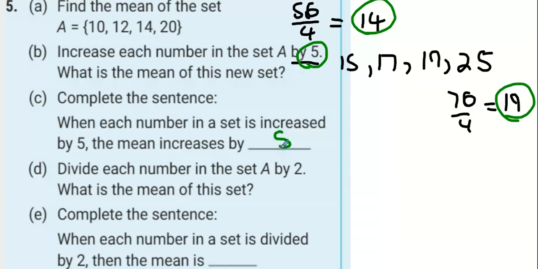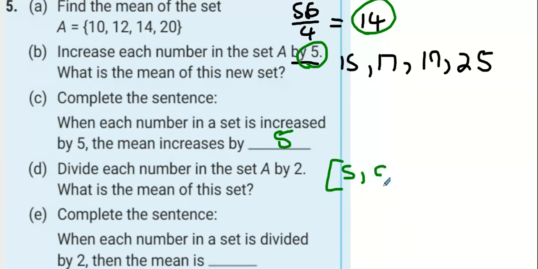Okay, great. Divide each number by 2. So get your original set and divide each number by 2. So what happens when you divide 10 by 2? 12 by 2. 14 by 2. And 20 by 2.